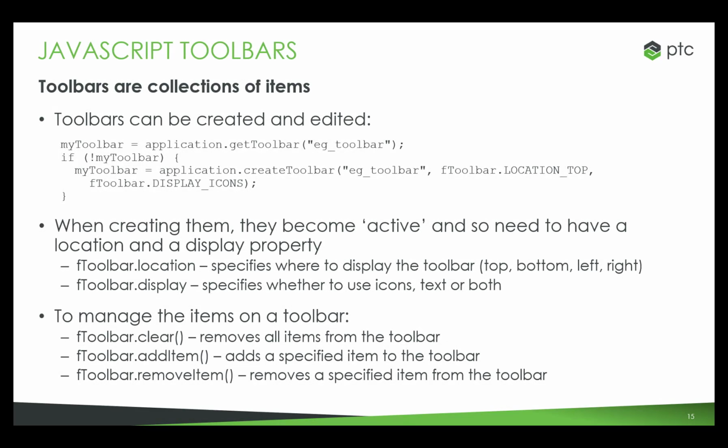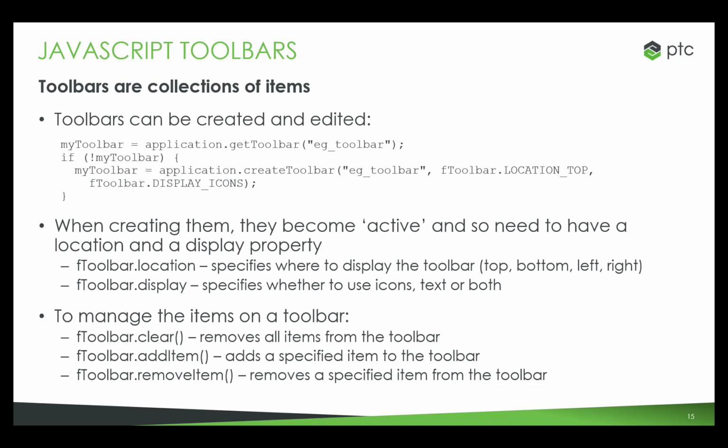Moving on to toolbars themselves then, there are methods on the application object to get and create toolbars, and as you can see from this little code chunk here, this follows the standard pattern of testing to see whether the thing exists before creating a new one. When you create a new toolbar, they become active, so they're visible. For that reason, you need to set its location and its display properties. So you want to be able to say that the toolbar is going to appear at the top, bottom, left or right of the interface, and whether to use icons, text or both. So those 2 properties need to be set when you create a new toolbar.